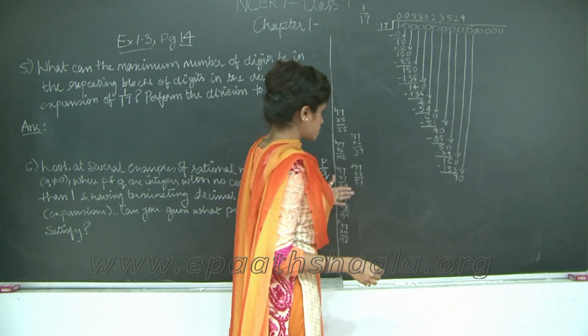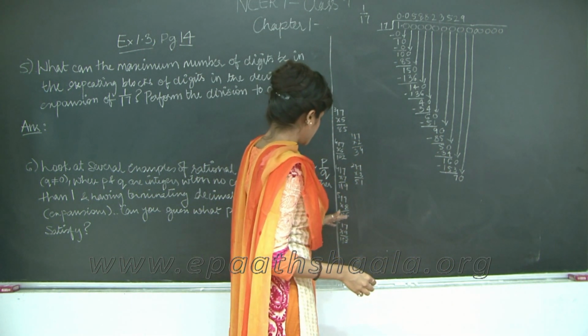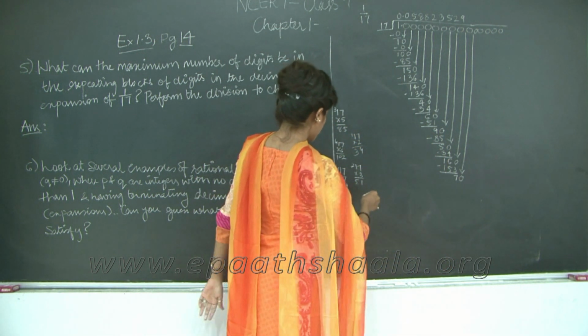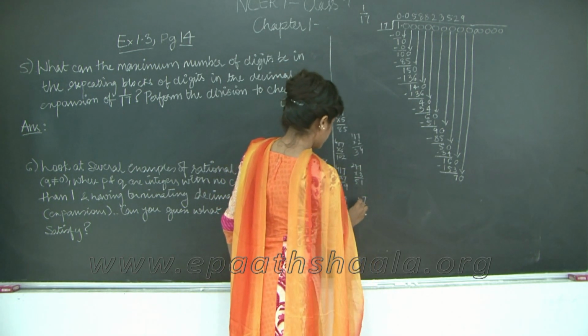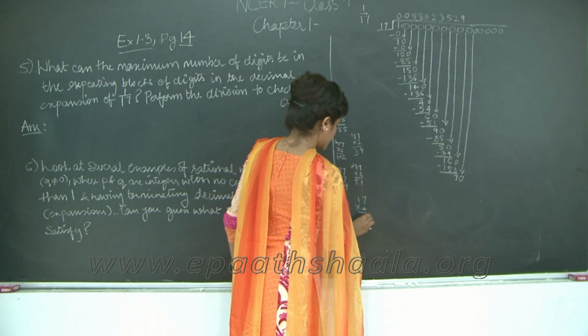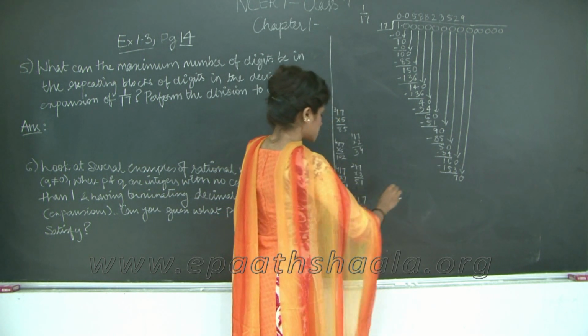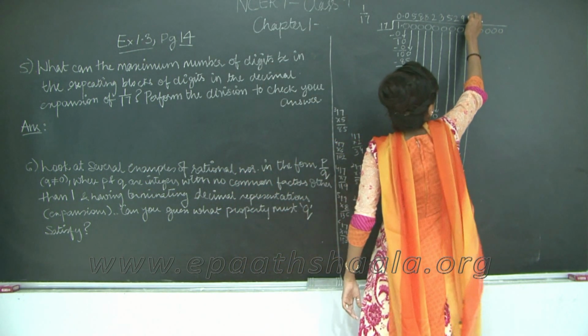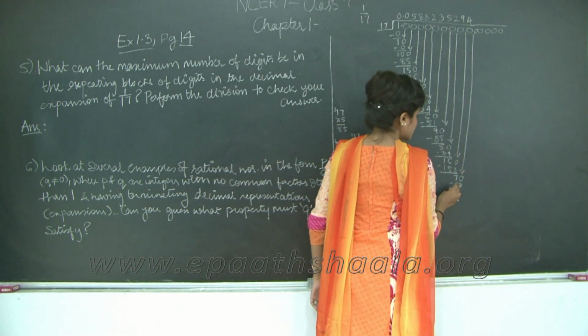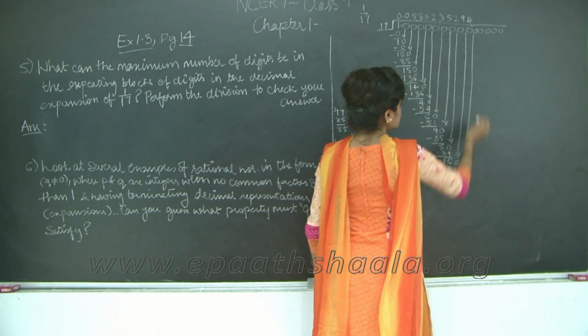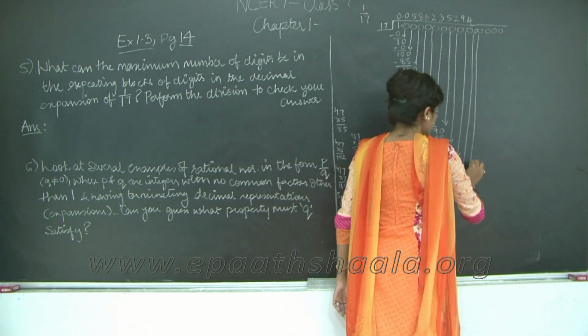What is close to 70? How about 17 4s? Let's check 17 4s. 4 7s are 28, 4 1s are 4, plus 2 is 6. So 17 4s are 68. 70 minus 68 is going to give me 2. I'll bring down this 0.